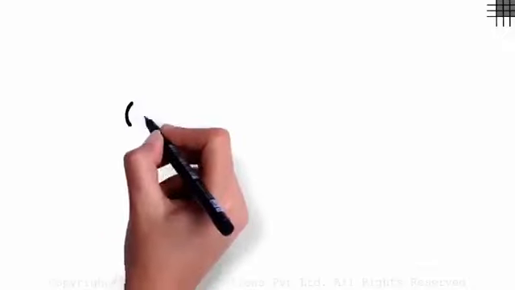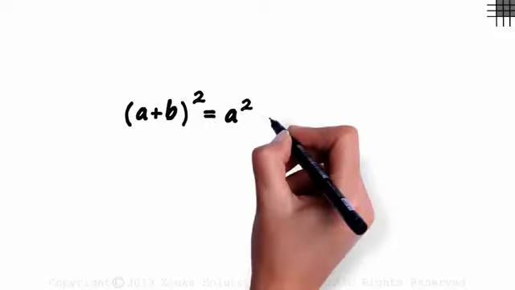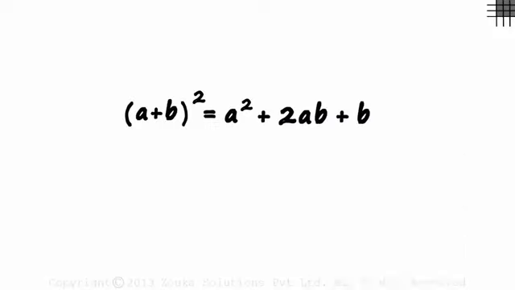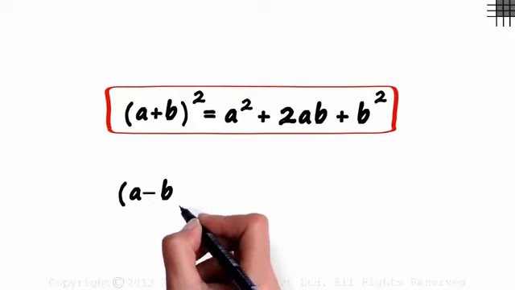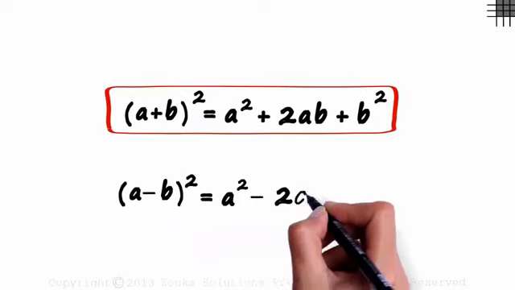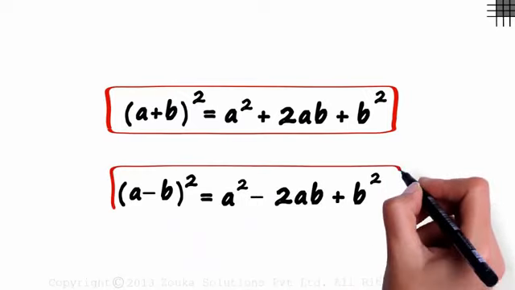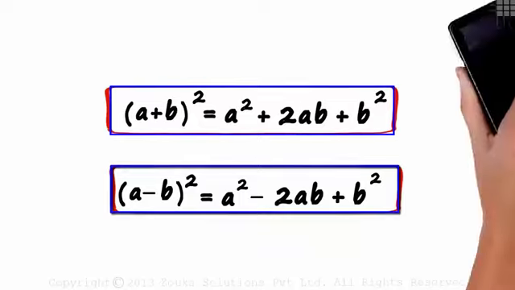Identities can be used to factorize polynomials. Let me write them down for you. The first one says (a + b)² = a² + 2ab + b². The second one says (a − b)² = a² − 2ab + b². How do we use these identities to factorize polynomials?